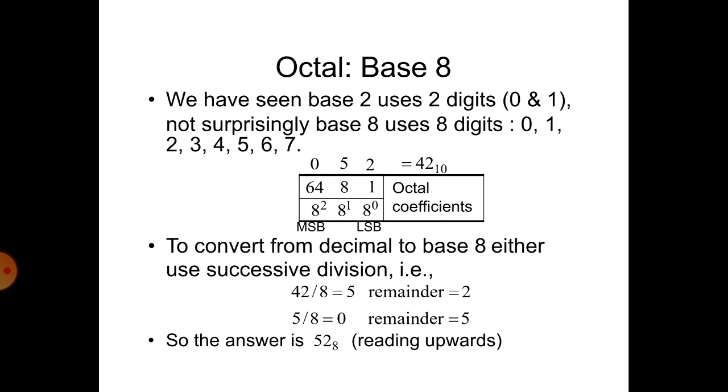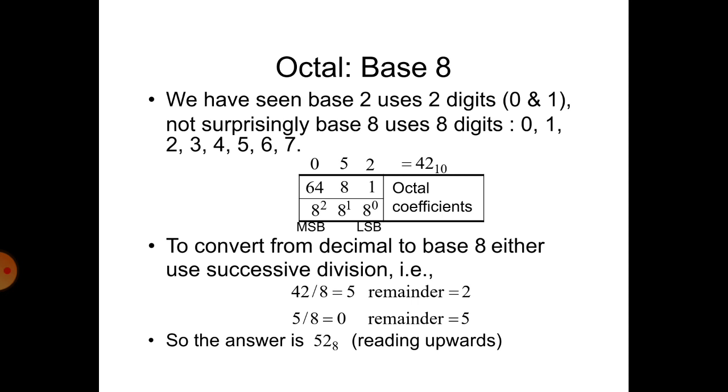The next is the octal number system. The octal base is 8. We have seen base 2 uses 2 digits, 0 and 1. Not surprisingly, base 8 uses 8 digits, that is 0, 1, 2, 3, 4, 5, 6, 7. Here the same number 42, base 10, that is a decimal number. How to convert the decimal into octal?